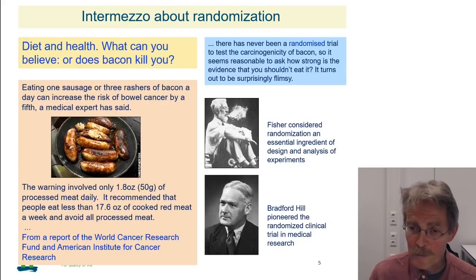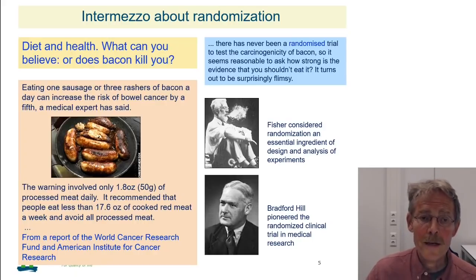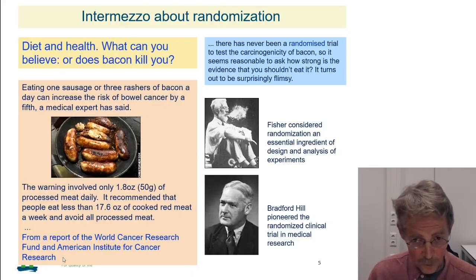We talked about it briefly before, randomization is basically there to avoid confounders. And here is an example. Some time ago, I think a couple of years ago, in the news, there was a lot of fuss about eating bacon and sausages. It was supposed to increase your risk for bowel cancer. And there was a warning involved against eating many sausages or a lot of bacon. And that was in a report of the World Cancer Research Fund and also the American Institute for Cancer Research. So they're big institutes.